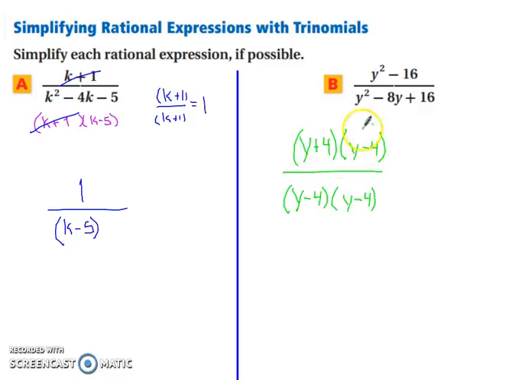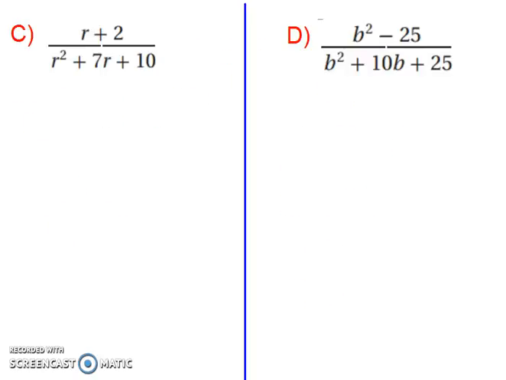So if you struggled with remembering how to factor this binomial since there was no greatest common factor to pull out, remember it was a difference of two squares. So we have y plus 4 times y minus 4 over y minus 4 times y minus 4. And we can cancel one of those off, leaving us with y plus 4 as our numerator and y minus 4 as our denominator. Take a moment, pause the video, and try these next two on your own. When you return to the video, the answer for each will be revealed.